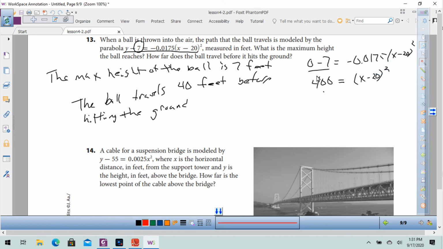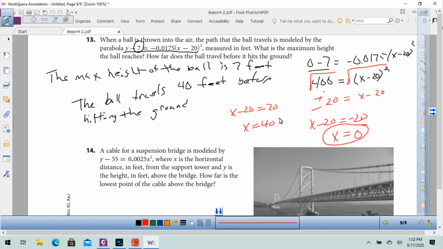Take the square root of both sides, and that's going to give you plus or minus 20 equals x minus 20. So x minus 20 equals 20, and x minus 20 equals negative 20. That's the plus or minus. Add 20 to both sides, and you got 40. Add 20 to both sides, and you got x equals 0. So it started out here at x equals 0, and the furthest it went out was 40 feet. So the ball traveled 40 feet before hitting the ground.